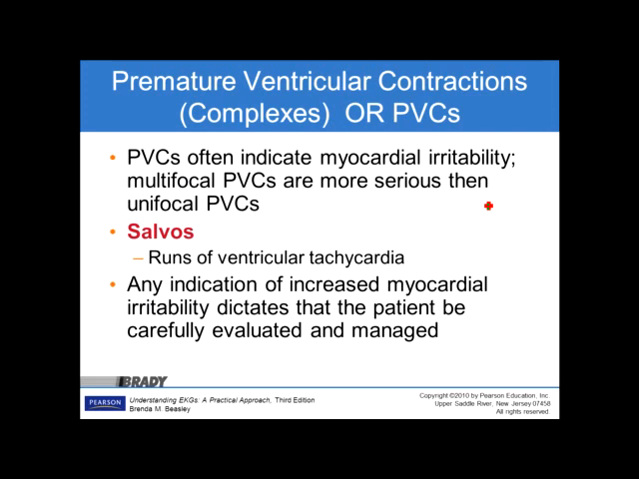PVCs often indicate myocardial irritability, or the heart is just upset. It has the ability to become excited. It has excitability in its nature. Multifocal PVCs are more serious than the unifocals because they're coming from multiple locations, and that means that you have multiple spots in the myocardium that are irritable. Salvos are runs of ventricular tachycardia. Any indication of increasing myocardial irritability dictates that the patient be carefully evaluated and managed. If you have malignant types of PVCs, you may need to correct them with an antidysrhythmic.